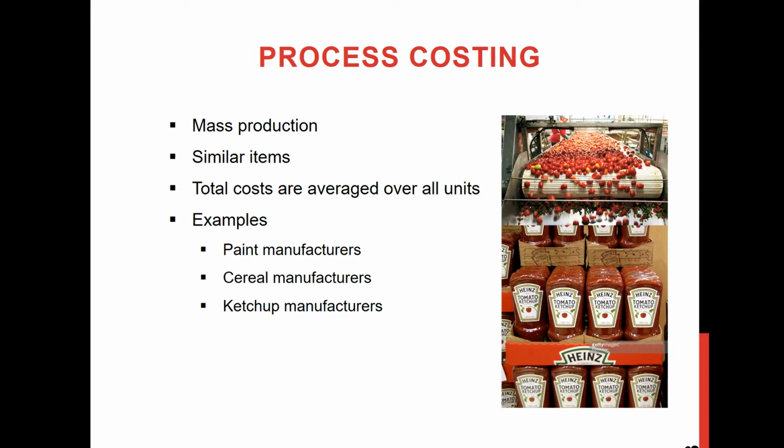So for these type of process costing systems, companies usually do not calculate the cost for each and every product very precisely. Rather, they calculate the total cost for huge amount of productions or for all units, and then they actually take the average costs.